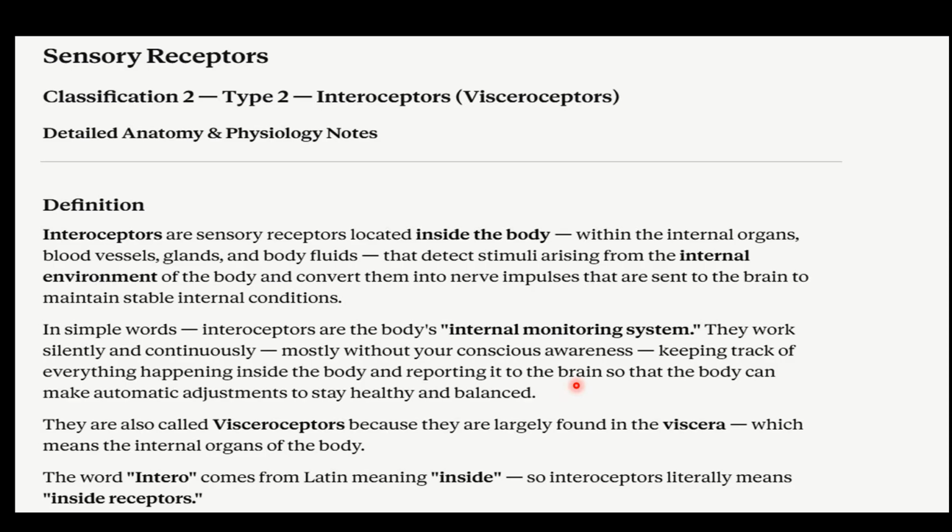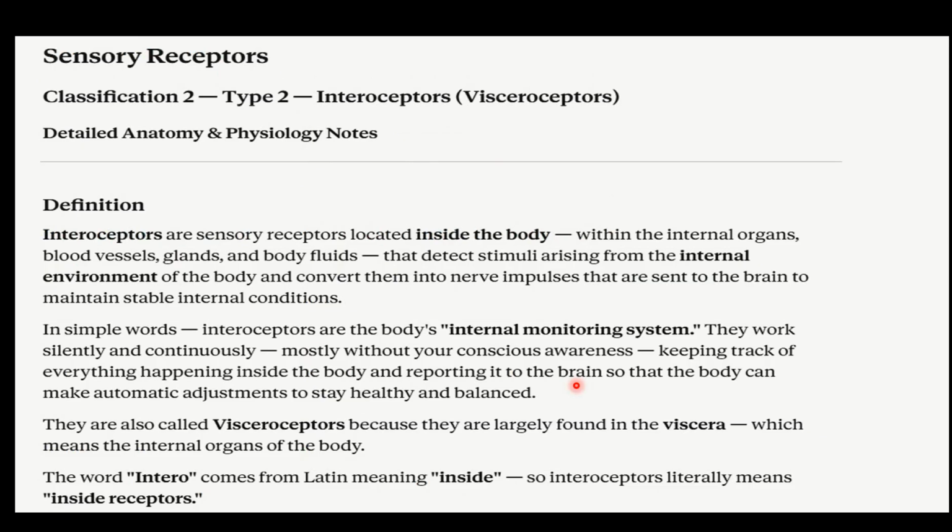Now, they are also known as visceroceptors. Always remember, sometimes in an interview they might ask you what is visceroceptor, so you don't get confused. Visceroceptors are nothing but interoceptors themselves. This is just an alternative name for it. And why is it given? Because they are largely found in viscera, which means the internal organs of the body. Clear? Fine. Now the word intero comes from Latin, meaning inside. So interoceptor literally means inside receptors.